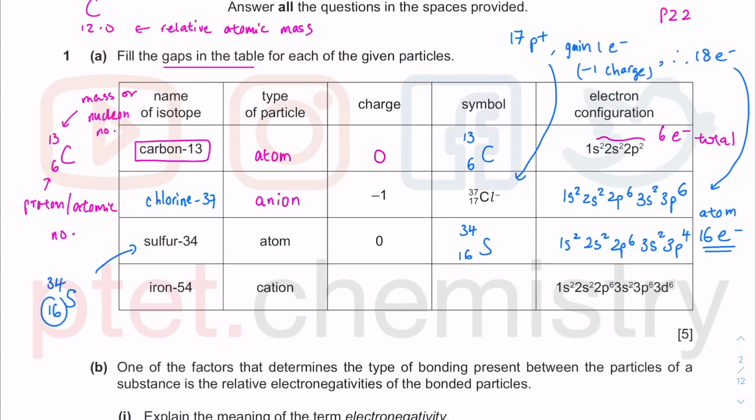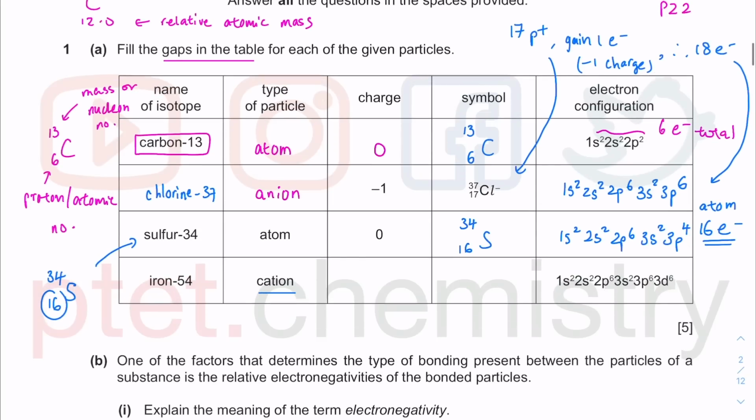Okay. Now to iron-54, what you could do is you know that this is a cation, so that means you cannot total up the number of electrons and get the number of protons. And besides, there's an easier way to get the number of protons. If you just look in the data booklet in your periodic table, the atomic number for iron is 26. So we know that the atomic number, the proton number, is 26 for iron.